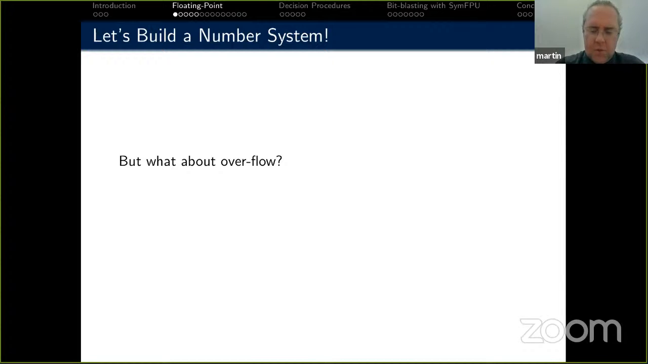So design options, we could just wrap it round, like you do with integers, and wrap it round to the other end. The problem with that is that you can't tell when you've made a mistake. You can't tell when an overflow has occurred. If you just wrap around, you just can't tell.